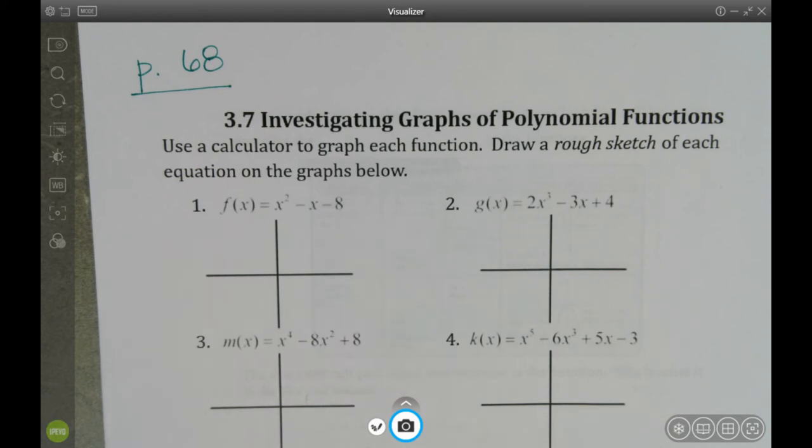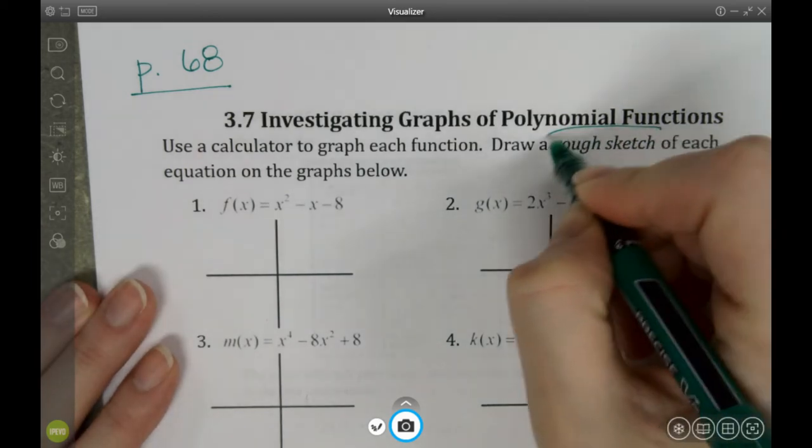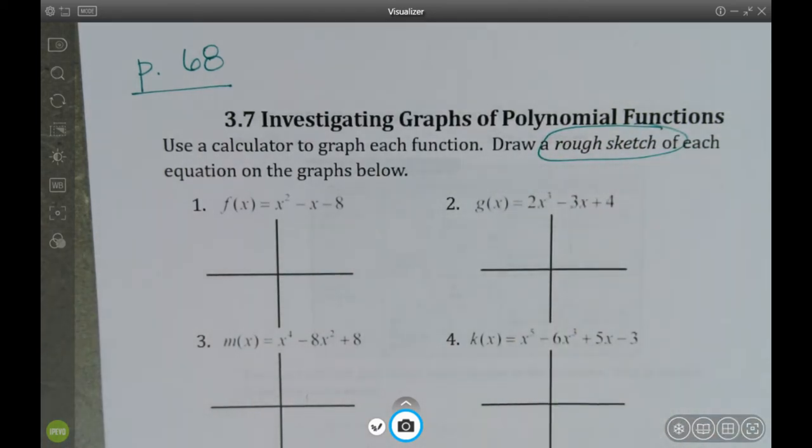Okay, so you're going to do this either on your own or working with your neighbors. You're not going to wait for me to do it, because we're going to read the directions. It says use a calculator to graph each function. Draw a rough sketch of each equation on the graph below. So it's not going to be beautiful, wonderful, amazing graphs. You're just drawing a rough sketch of what it looks like when you graph it in your calculator.